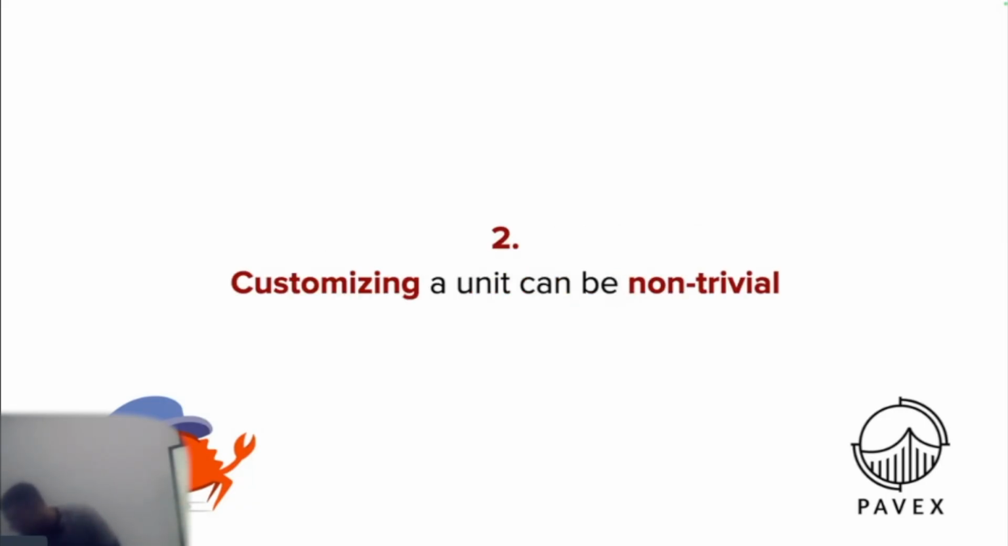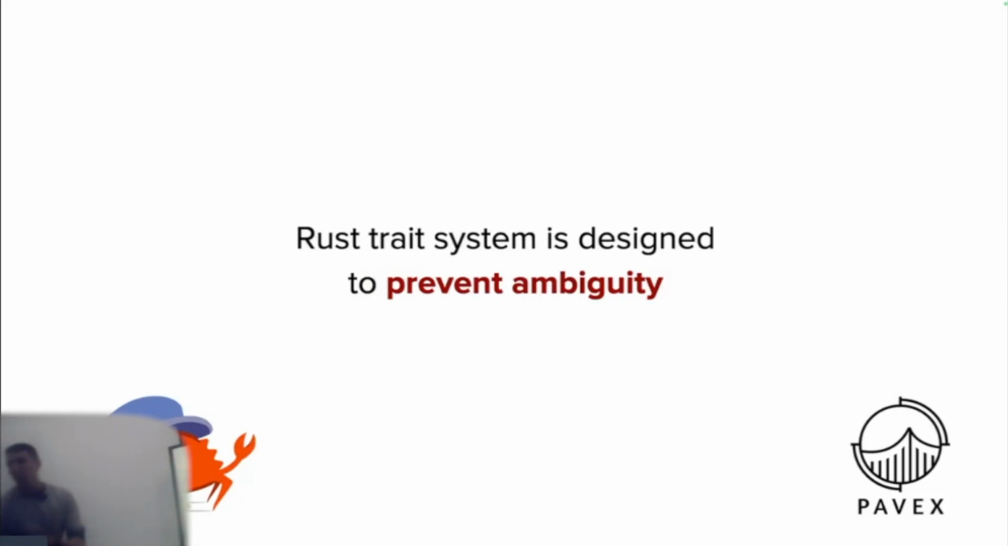Now, I will settle that, so let's skip. Let's get to the second requirement, which is the second downside. Customizing a unit when you're using trait-based dependency injection is actually surprisingly non-trivial. And that is because the trait system in Rust tries really hard not to let you do this.